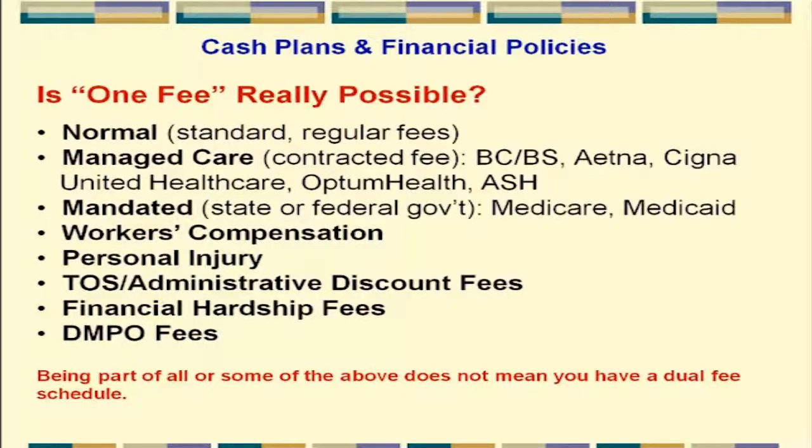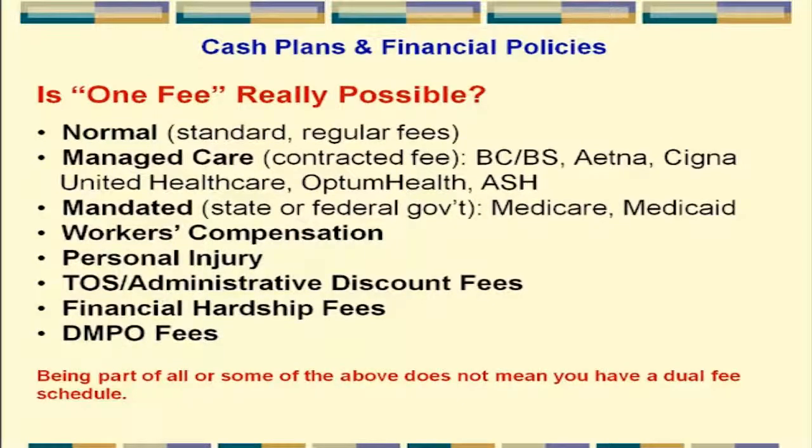Now you go in network with Blue Cross Blue Shield, Optum Health, American Specialty Health, Aetna, Cigna, United Healthcare, and they say, well, we're going to pay you $30. Well, my normal fee is $50. Well, sorry, we're going to pay you $30. Well, you have to write off $20. You don't have a choice.